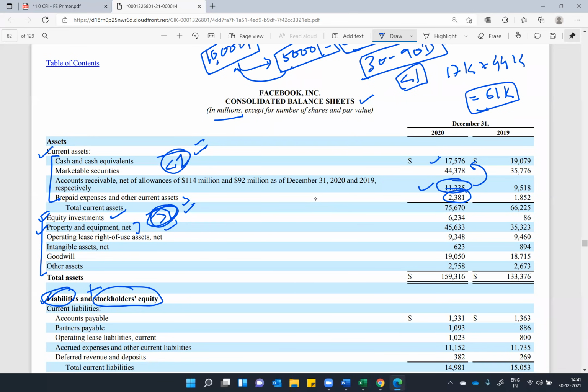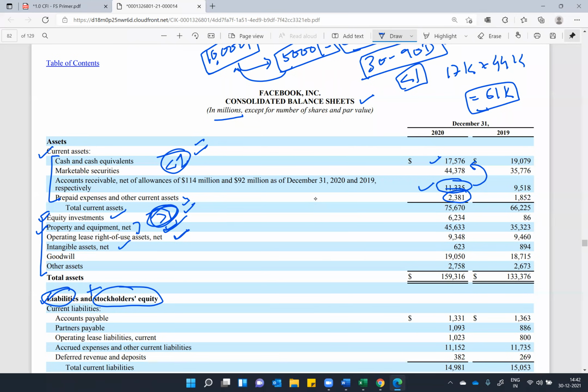All of this property and equipment is tangible assets. Then you have operating lease. So you must have taken some lease, and because of that, you can see it in the balance sheet. I'll talk about operating lease in a minute.